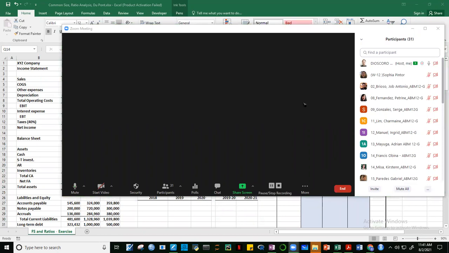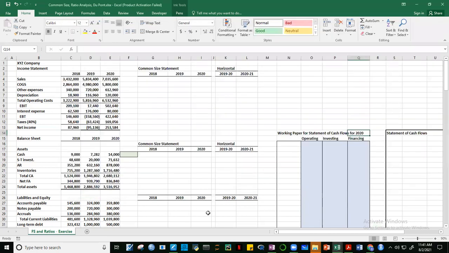Okay, thank you. Yes, no? You're correct. Yes, pwede, guys. Bakit pwede? Kasi meron tayong balance sheet ng 2020, meron tayong income statement ng 2020, meron din tayong balance sheet ng 2019. Okay.